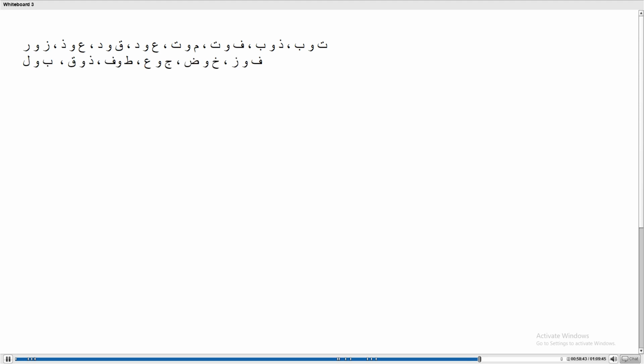The ba and the waw and the lam, inshallah, is urinating. The zai and the waw and the lam is perishing or fading away. The ta and the waw and the lam is elongating or prolonging.